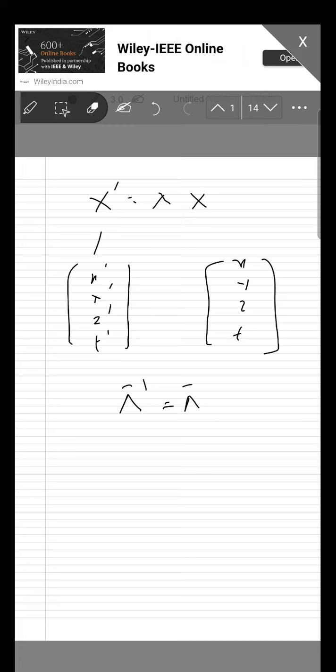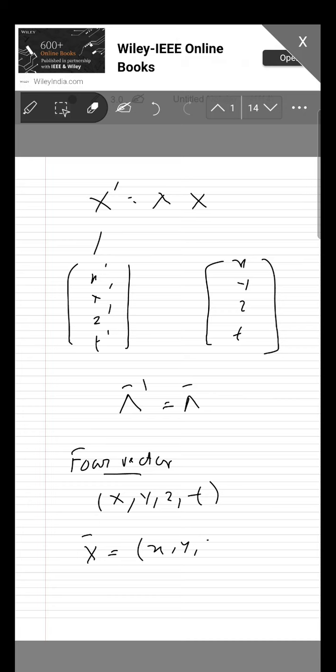So we again define another type of vector. It is called a 4 vector, and we know that in STR, apart from the space coordinates, time is also important. So we defined a 4 vector called capital X vector, which is given as x, y, z, and ict.